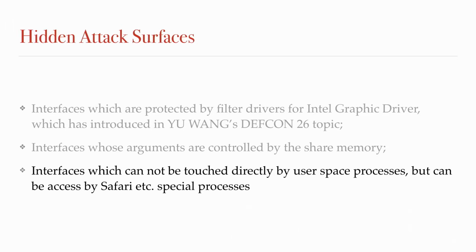Besides that, there are also many interfaces which cannot be touched directly by user space processes, but can be accessed by WindowServer, Safari, or other special processes. The reason why I study these kinds of functions is that normally most security researchers mainly focus on those interfaces which are exposed directly to user space. So I think there might be some bug signal here.